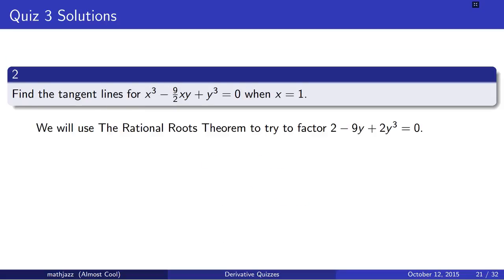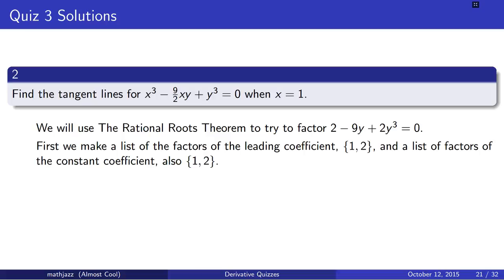So we use the rational roots theorem. First, we make a list of the factors of the leading coefficient, that is, the factors of the coefficient for the 2y³ term. Factors of 2 are 1 and 2. Then we find the factors of the constant term, which is 2, so its factors are 1 and 2.